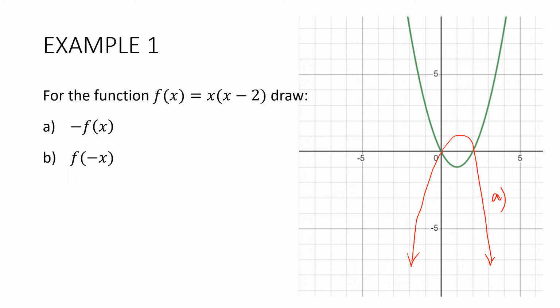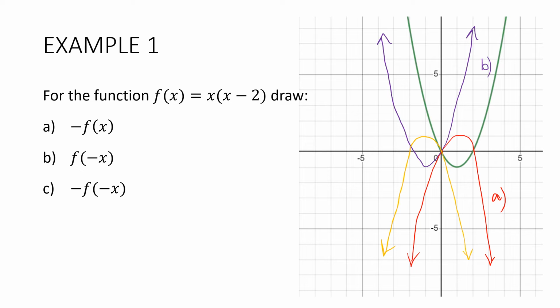Now let's find f of negative x. So this is a reflection in the y-axis. So it will come across like this. So this is B. And then finally C, we want negative f of negative x. So we want two reflections. So we can just reflect either A or B in the other axis. I'll do B. So I'm just going to turn it upside down, and it's going to look like that.